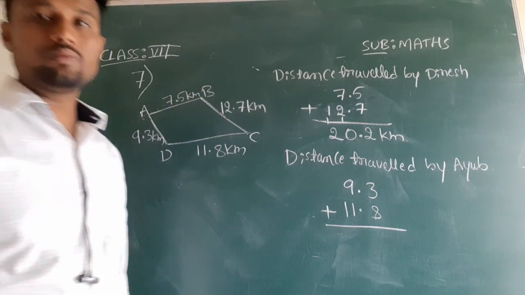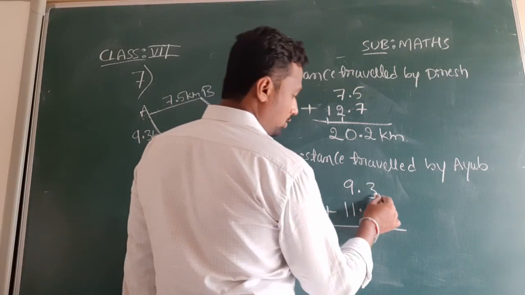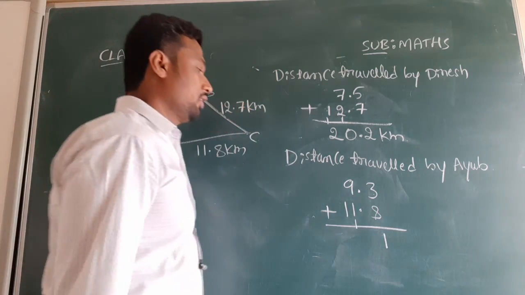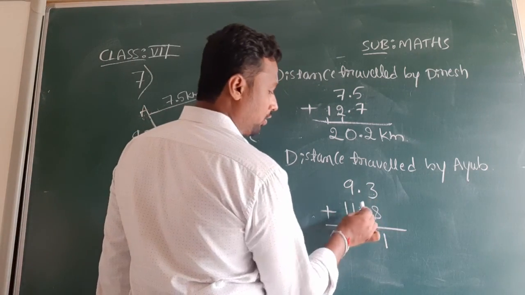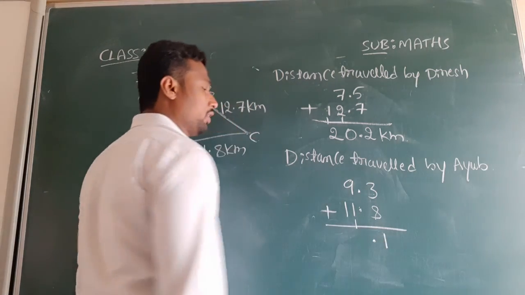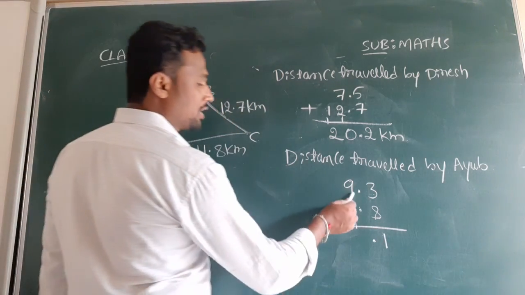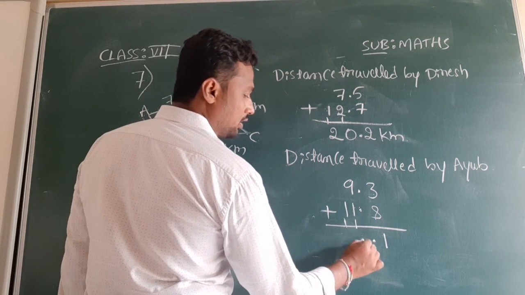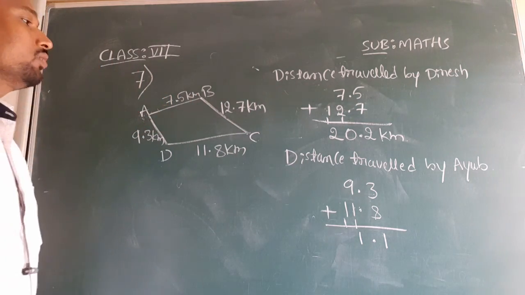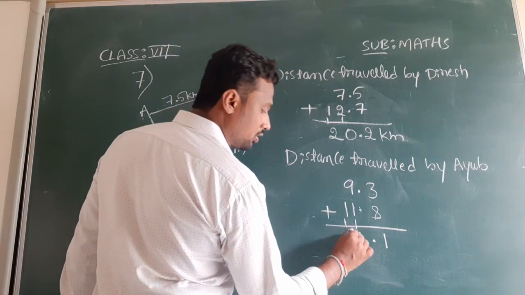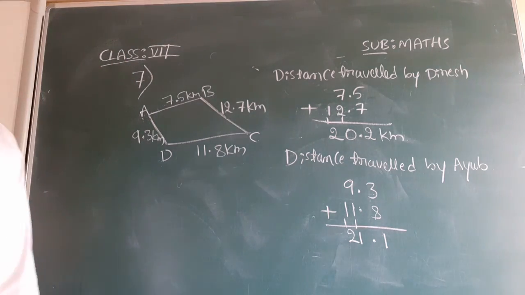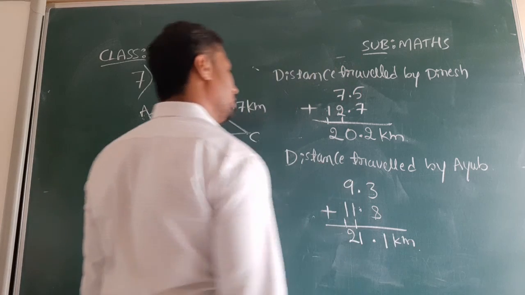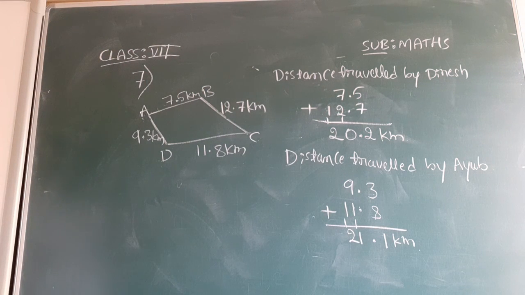So here 3 plus 8, 11. So 1 carry, I will write 1 here. And after these values we have a decimal point, so I will place the decimal point here only. Now 9 plus 1, 10. 10 plus 1, 11. Again 1 carry, so I will write 1 here. Now here 1 plus 1 means 2. So what is the value we got now? 21.1 kilometers. So this is the distance traveled by Ayub.